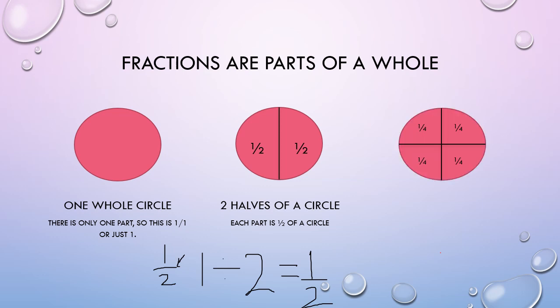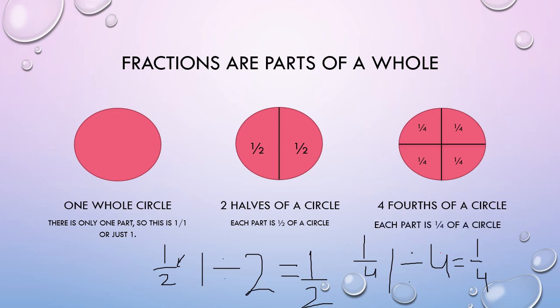And the next one is 1/4. We got that the same way we got 1/2. So 1/4 is basically just 1 divided by 4, which is 1/4. So it's called 4/4 of a circle, and each part is just 1/4 of a circle.